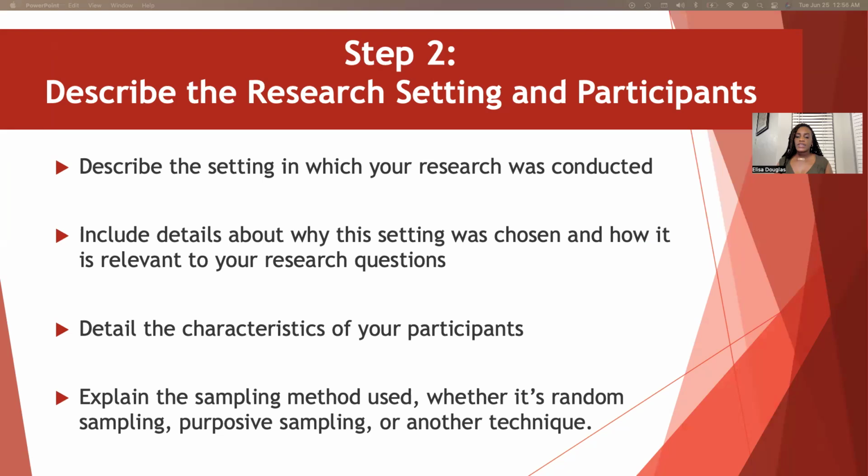And then the criteria for their inclusion and exclusion. So what were the inclusion criteria? What were the exclusion criteria? And then you want to explain the sampling method that you used. So whether it was random sampling, purposive sampling, or another convenient sampling, or another technique that you used.